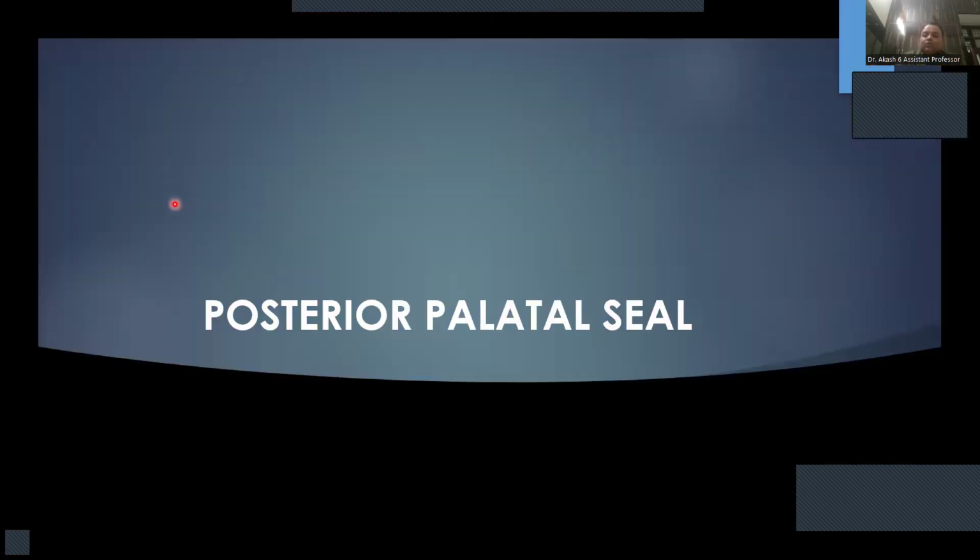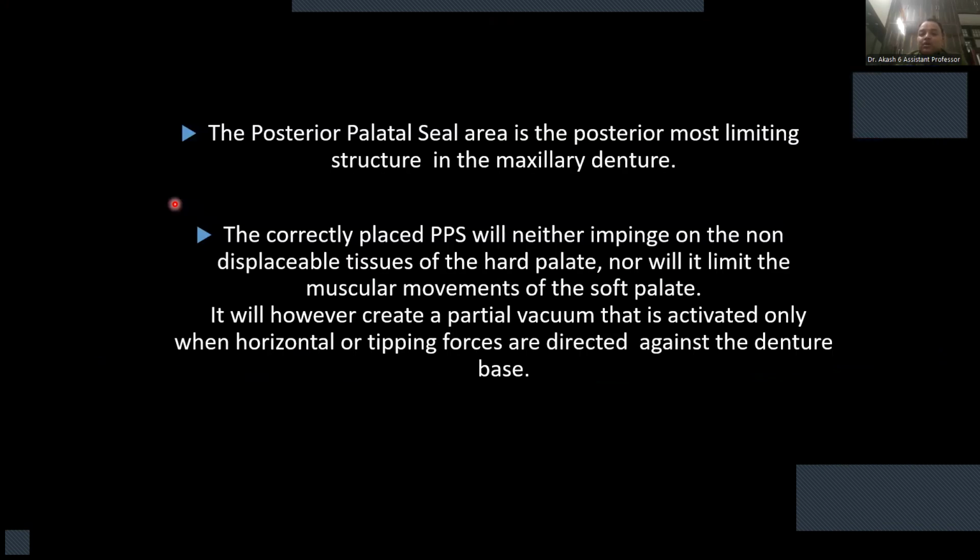So now we are discussing one of the most important parts, the posterior palatal seal, considered the most important part in maxillary dentures to get retention. As we have already discussed, retention is primarily obtained in maxillary dentures. So it is the posterior most limiting structure of the maxillary denture.